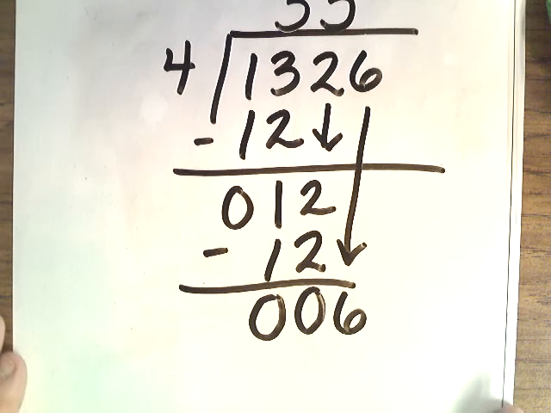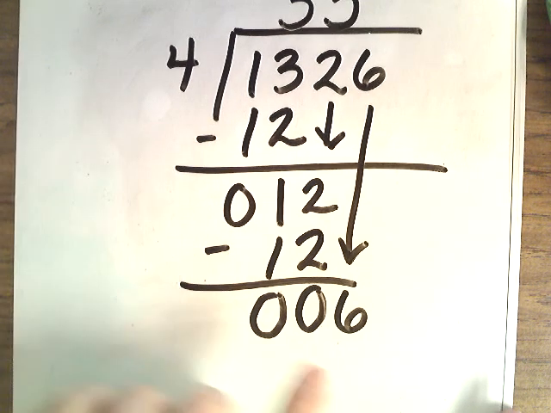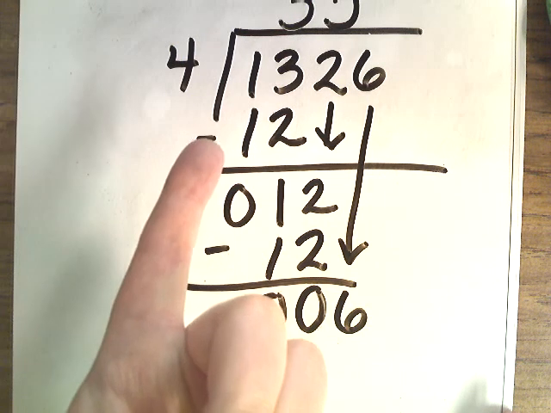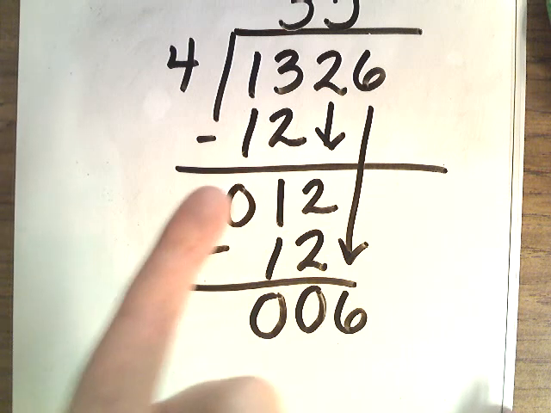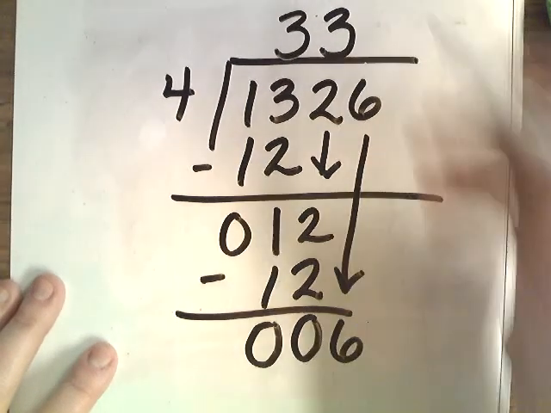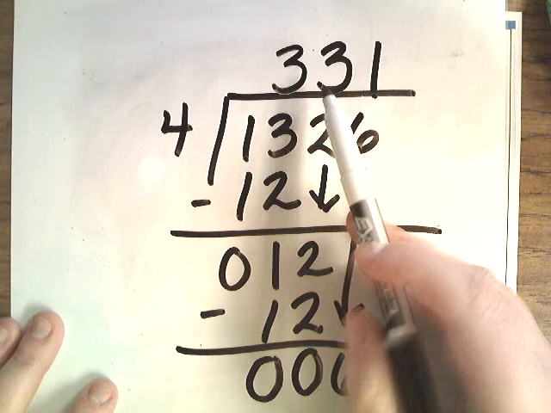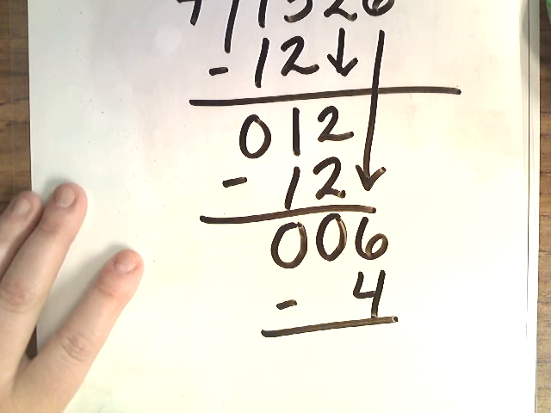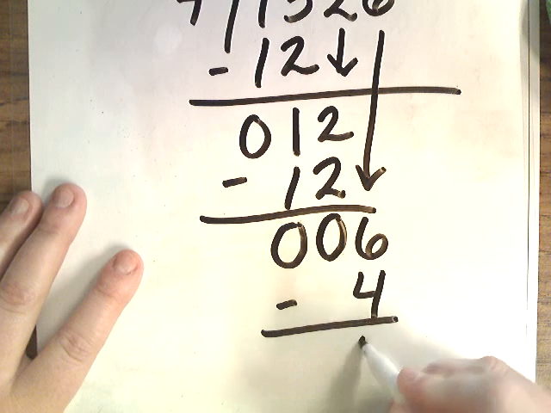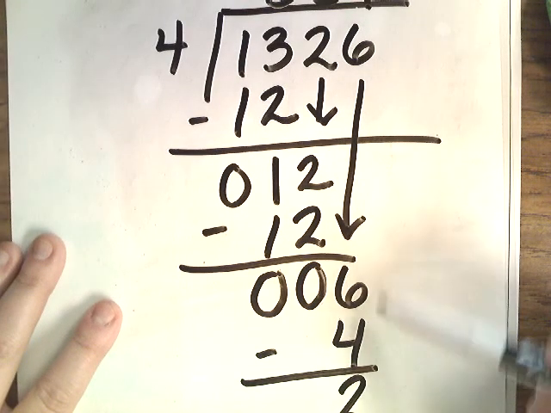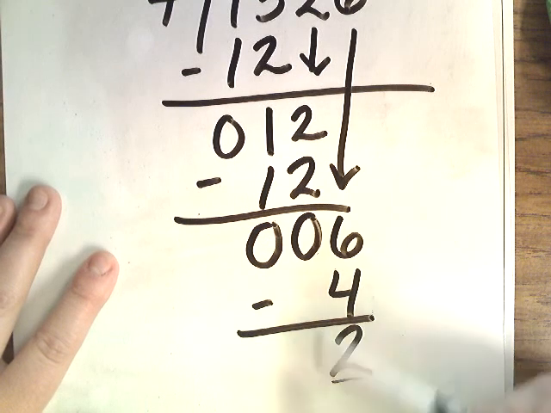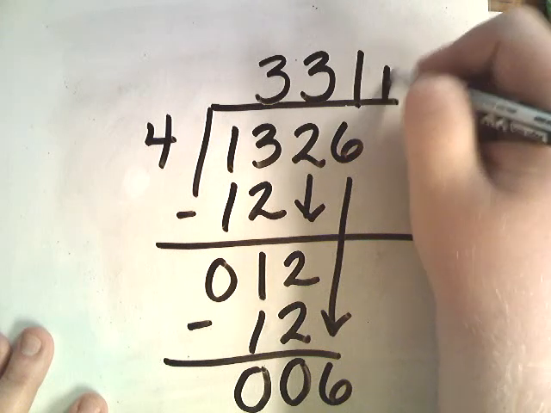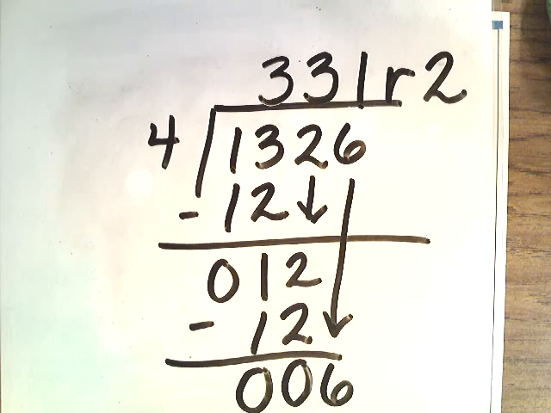Okay. How many groups of 4 are there in 6? Well, let's count by 4s. 4, 8 is too big, so we take 1 away. Only one group, okay? So we have to place our 1 up here and times it by 4. 1 times 4 is just 4, and we subtract. 6 take away 4 is 2. We have no more numbers to bring down, so this number right here is our remainder. So we have 331 remainder 2.